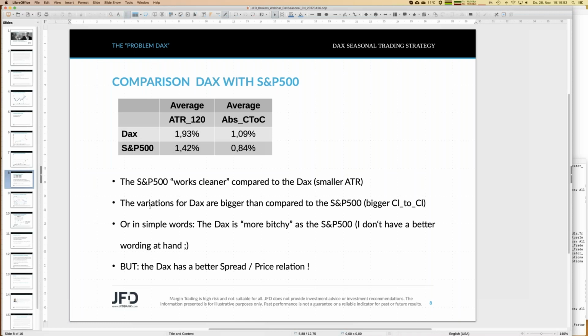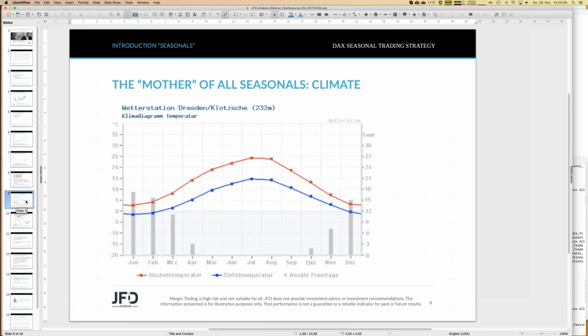Finally, you can do the same kind of investigation for other indices. And the already mentioned expert advisor can trade any symbol. So you can do similar analysis for other indices or other symbols as well. But now let's come to the seasonals.